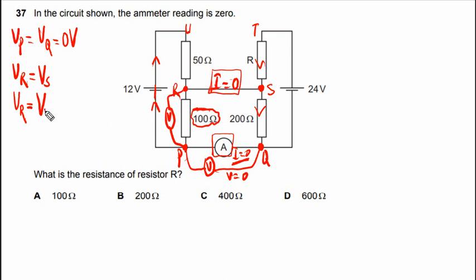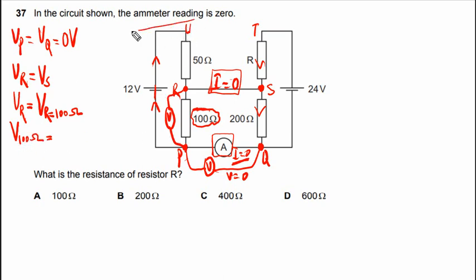So R is equal to 100 ohms. Now the question is how we can find out the potential difference across the 100 ohm resistor. So we can simply say this is our 100 ohm resistor. Now we need to find the potential difference across this one.